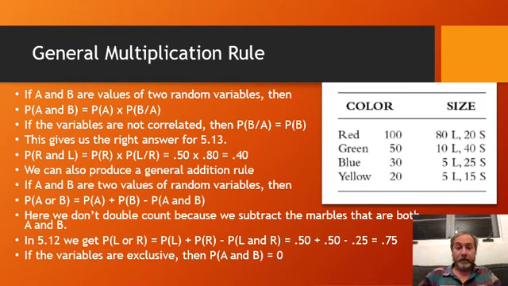So back in the previous slide, we get that the probability of large or red is the probability of large plus the probability of red minus the probability of large and red. So that's 0.5 plus 0.5 minus 0.25 equals 0.75. If the variables are exclusive, then the probability of A and B will equal 0. And that's why the simple addition rule works: when the probability of A and B equals 0, then that minus just becomes minus.